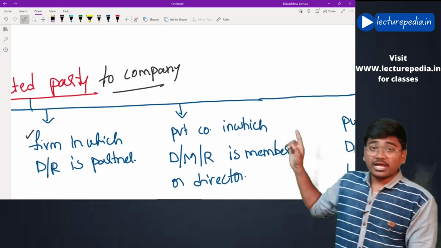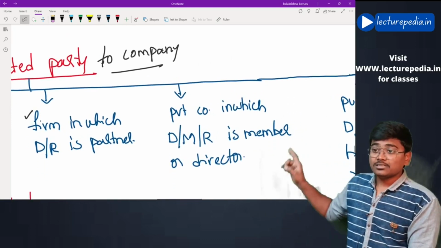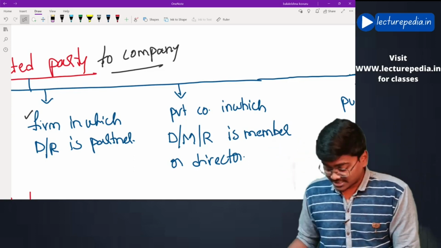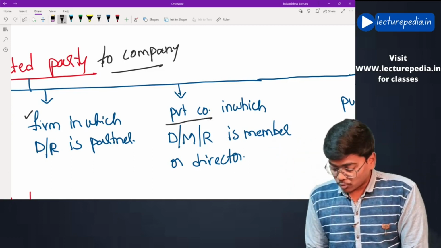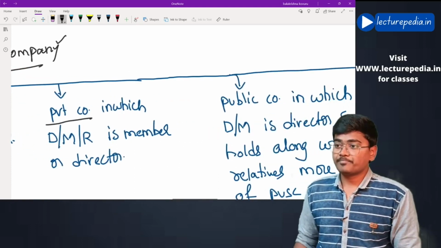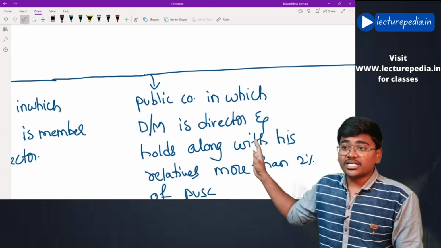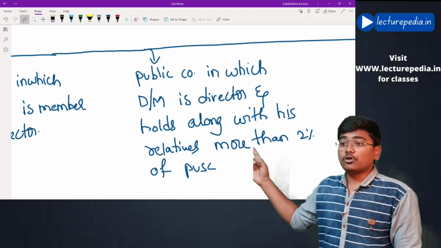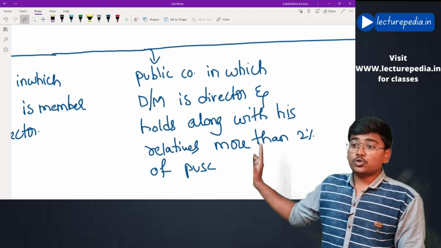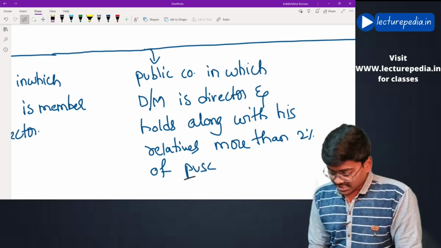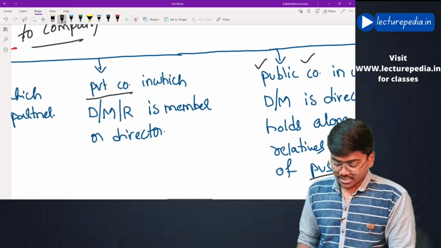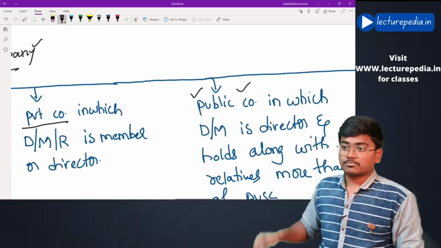Next, private company in which director, manager or relative is member or director. In such case, this private company would be related party to the company. Next, a public company in which director or manager is director and holds along with his relatives more than 2% of paid up share capital of this public company. In that case, this public company would be related party of this company.